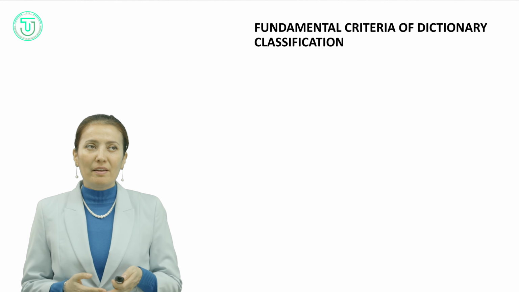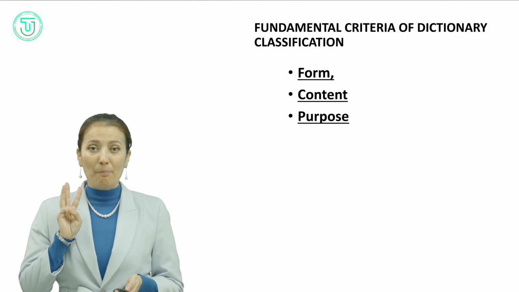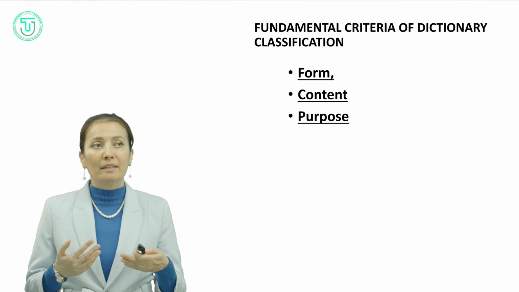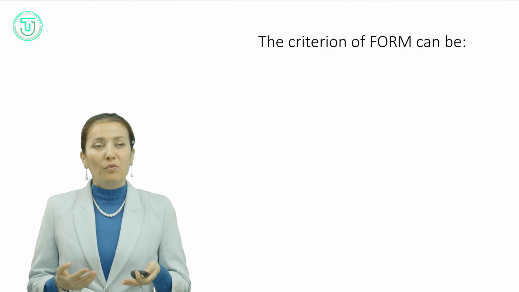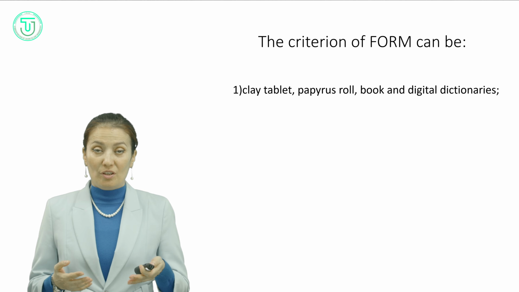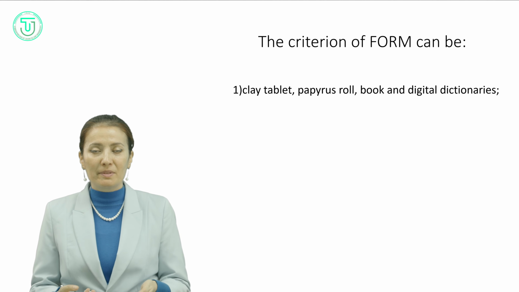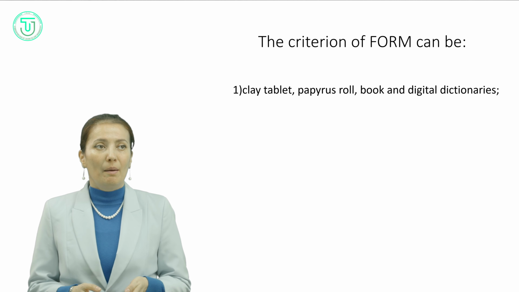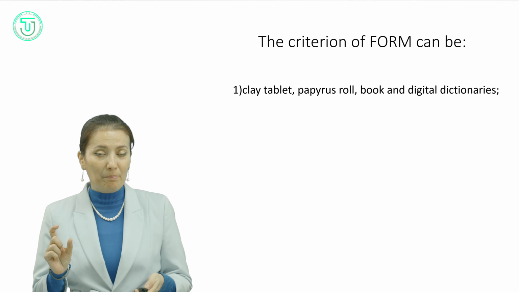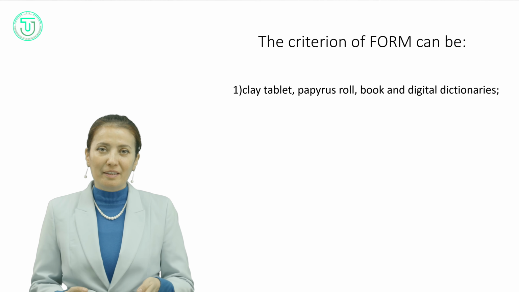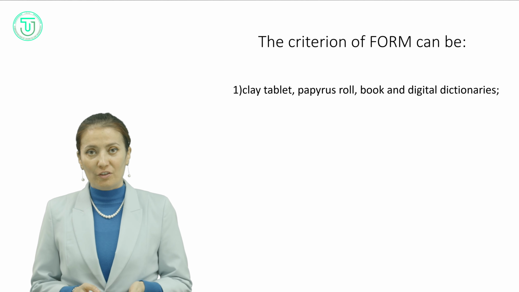The fundamental criteria of dictionary classification lie in form, content, and purpose. So three basic things are very important in the dictionary classification process. Let's speak about form. In terms of form, as I mentioned before, we have clay tablets. I'm sure that you have watched some films with clay tablets which people used in the past. Then the papyrus roll, the book, and digital dictionaries. Nowadays, most youngsters, especially your generation, are used to using digital dictionaries.